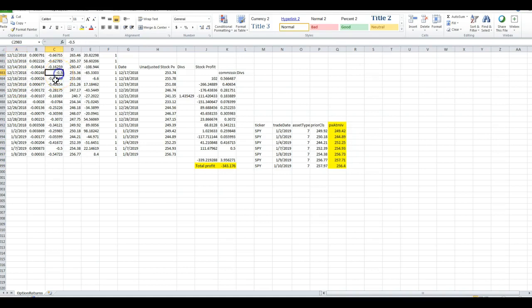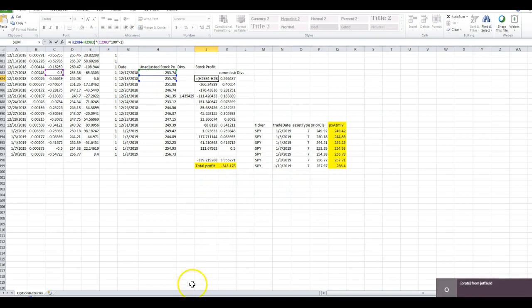So here's the 17th. As we said, it's a negative 50 delta since we're selling a call. The actual unadjusted price was 253 on day one. So you end up buying 50 shares, and it went up about $2. That makes sense because you made about $100. Here's how that formula works. You take how much the stock moved times the delta minus 1, since your delta is for the call, but you're hedging that, so that's why you put -1. That's how we get the stock profit for that particular day.